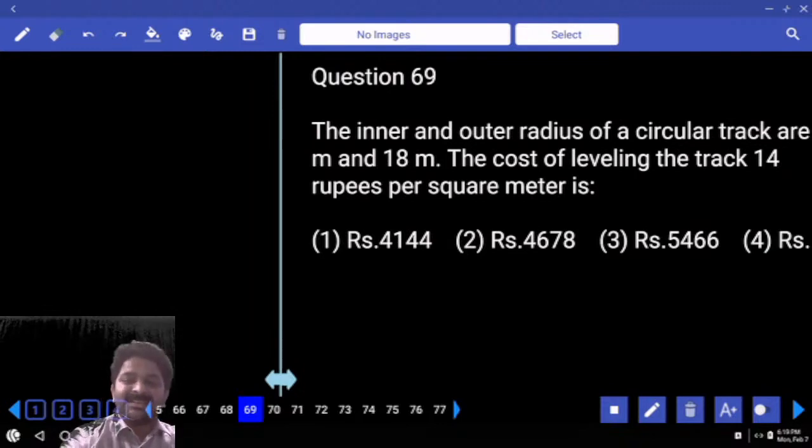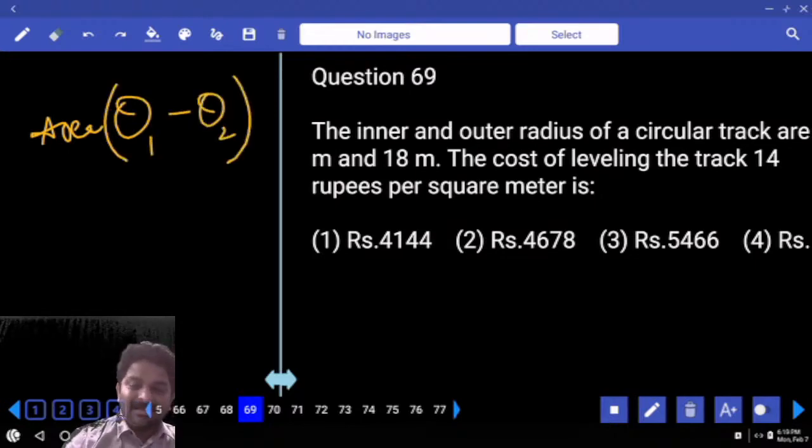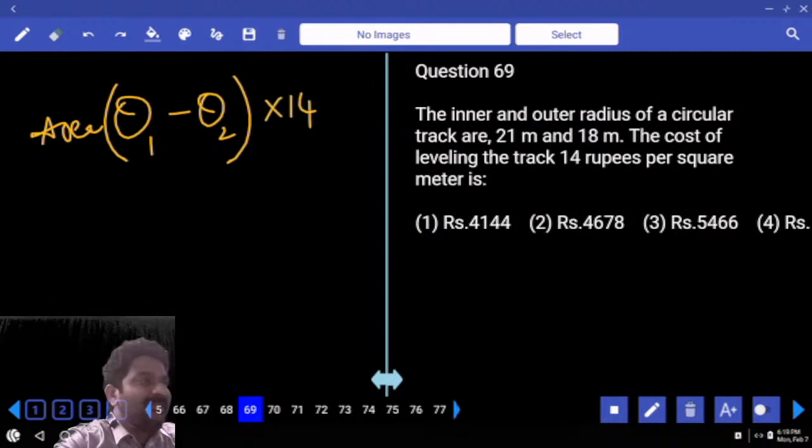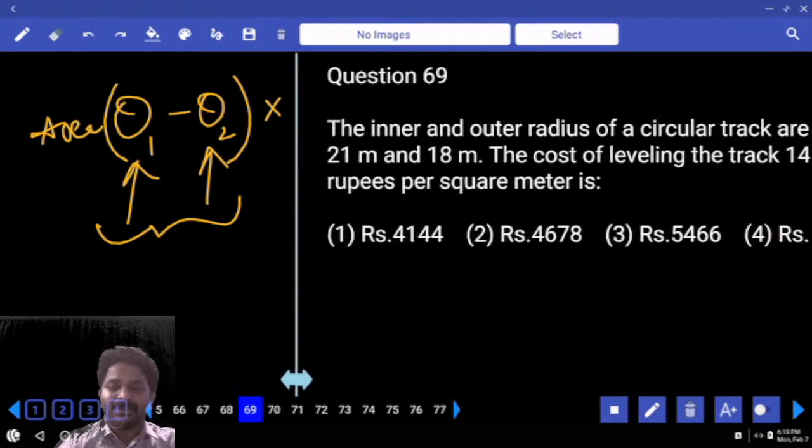So your final answer is outer circle area minus inner circle area, multiplied by 14, correct? Area of the circle is pi r square, pi is involved, so the answer must be an 11 multiple, right? Area of the first circle is an 11 multiple, second circle is also an 11 multiple, difference is also an 11 multiple, answer also an 11 multiple, and like that there is only one option, the fourth option is the final answer.